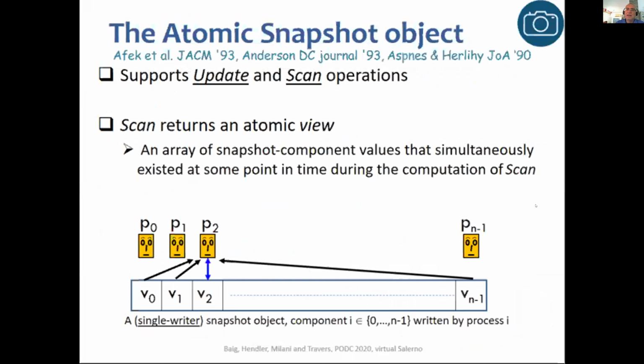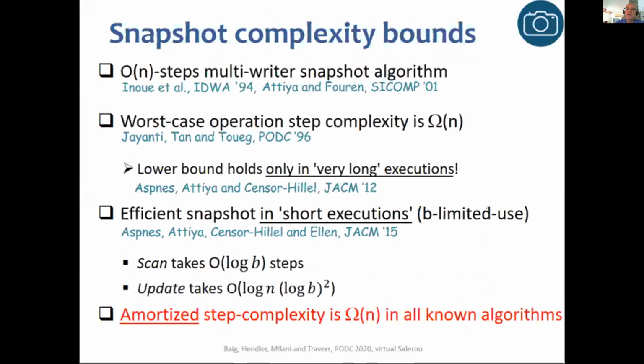So a single-writer snapshot object supports two operations. An update by process i changes the value of the snapshot's i-th component. So P2 here can change the value of V2. And a scan operation returns an atomic view, which is a vector consisting of all component values as they existed at some point in time during the execution of the scan operation.